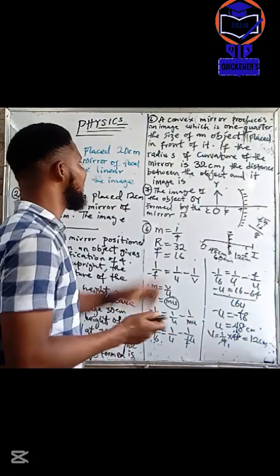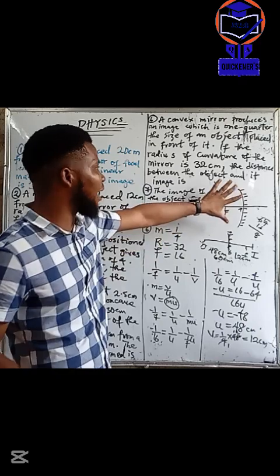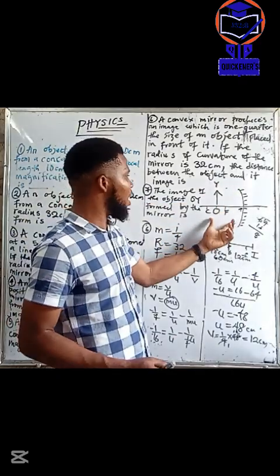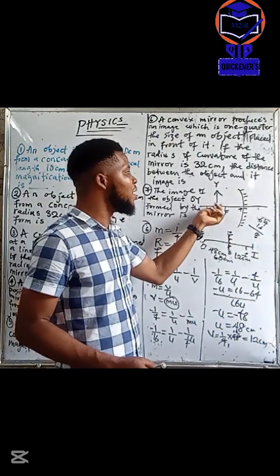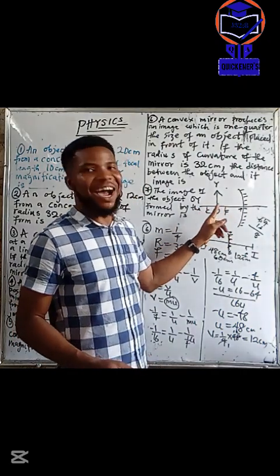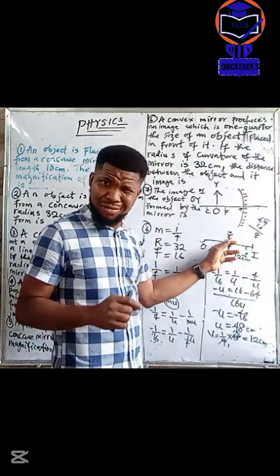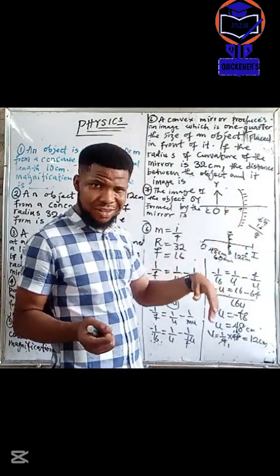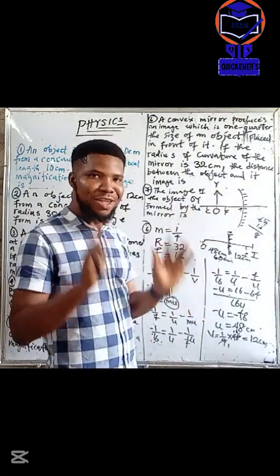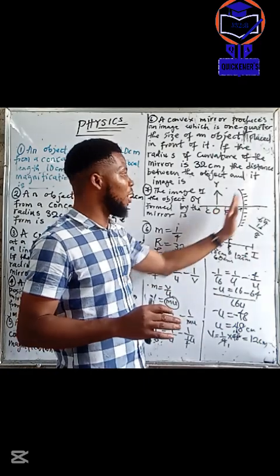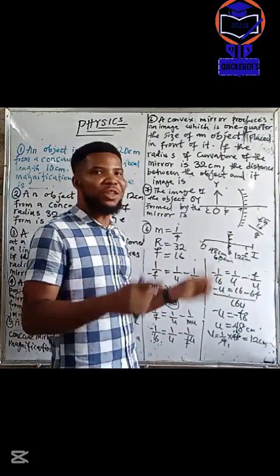Now, the last question is, the image of the object formed by the mirror is, now look at the mirror here. This is my mirror here. This is my focal point. This is my center of curvature. So when an object is placed in between the center of curvature and the focal point, how would the image look? Remember, is it concave or convex? You can check that and tell me where the image is formed. Is it behind or in front? Is it a real image? Is it inverted? What is the position exactly?